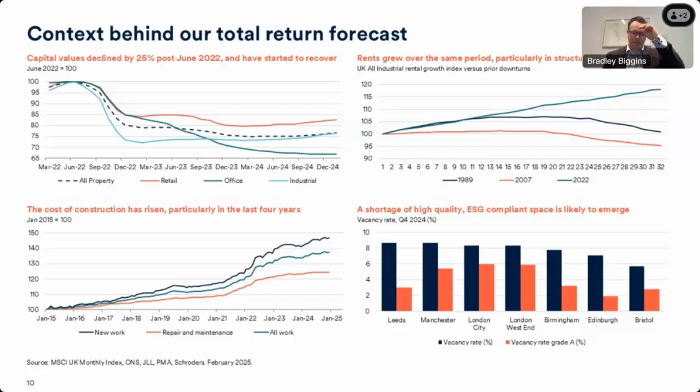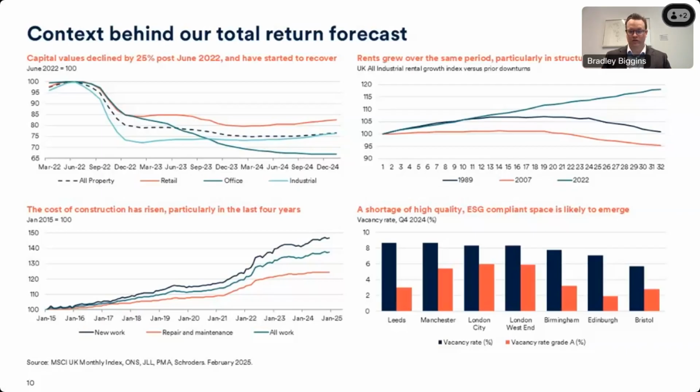And not only that, but there's a real shortage of high quality ESG compliant space. In the chart in the bottom right-hand side, you can see the stats for some office markets. The red bars show the vacancy rate of grade A space, the kind of space that most occupiers are looking to occupy, because they want to attract their staff to the office. They want lower utility bills, and they have their own corporate targets on ESG.